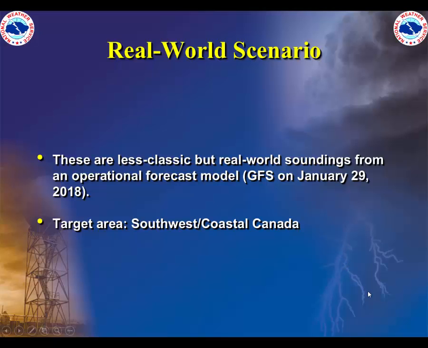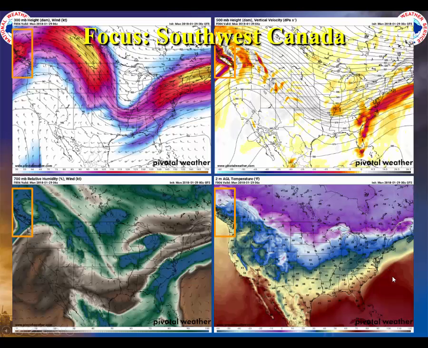We're going to look at a real world scenario now. Obviously, things become more messy in the real world, particularly when you're looking at these models, which don't have the best vertical resolution, particularly near the surface. But this is from the GFS forecast model on January 29th. I'm using data from an internet website.